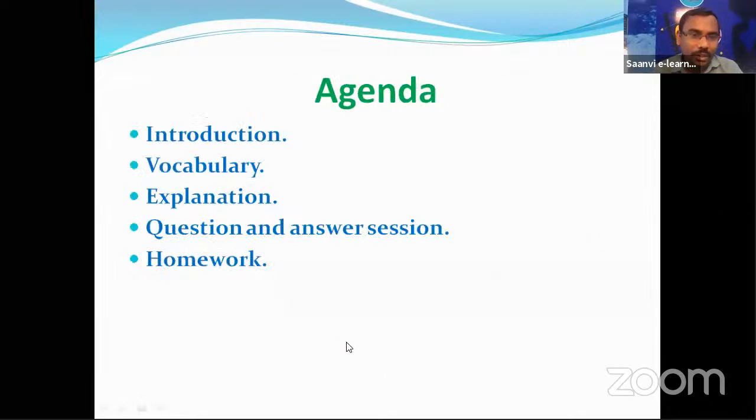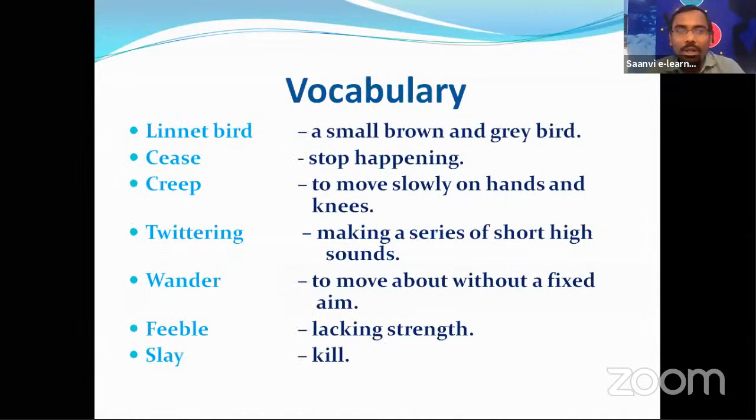The agenda: introduction, vocabulary, explanation, question and answer session, homework. In case of vocabulary, the first word is linnet bird. Linnet bird means a small brown and gray colored bird. Cease means stop happening.